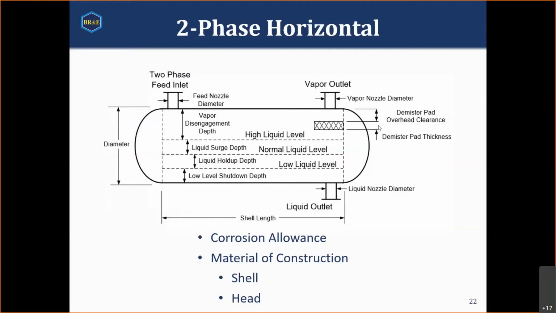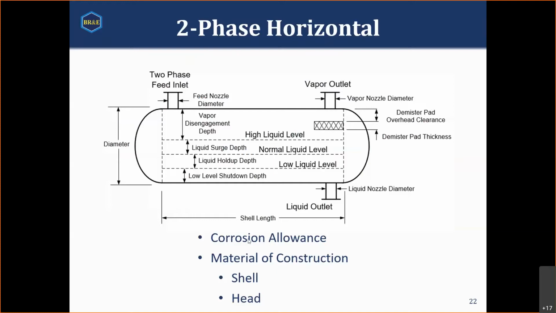We're going to have our demister pad thickness and our demister pad clearance height if necessary. But now you'll notice that the demister pad clearance and demister pad thickness are part of the overall vapor disengagement depth, whereas in the vertical separator, all three of these made up the vapor space. We still have our high liquid level, our normal liquid level, and our low liquid level. So we have our low level shutdown depth being the distance from the bottom of the separator to the low liquid level, the low liquid holdup depth being from the low liquid level up to the normal liquid level, and the liquid surge depth being from the normal liquid level up to the high liquid level.